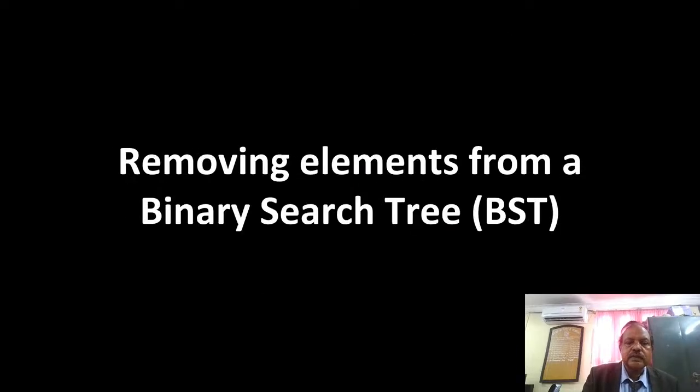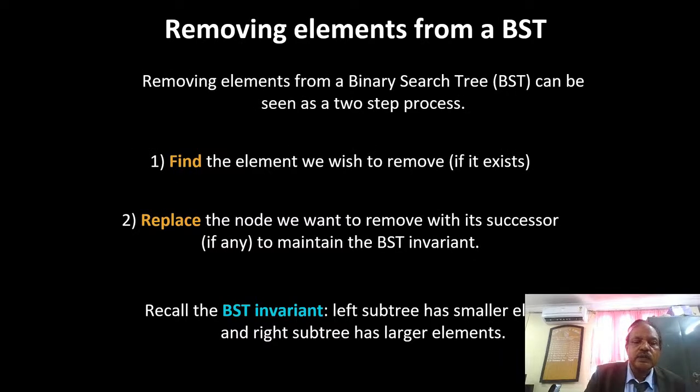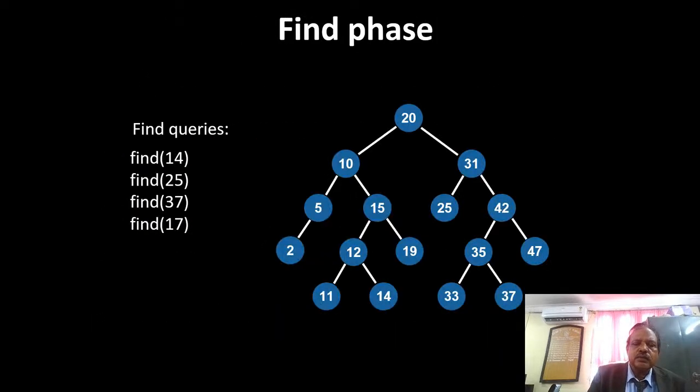were invented. Okay. So then suppose I want to remove an element from the binary search tree, what do we do? Let us see the example first. Find queries, find 14. Where is 14? I have to find it. So 14 is less than 20, so we must come to the left-hand side, and 14 is greater than 10, so it should come to the right-hand side, and 14 is less than 15, so we should come to the left of this one.